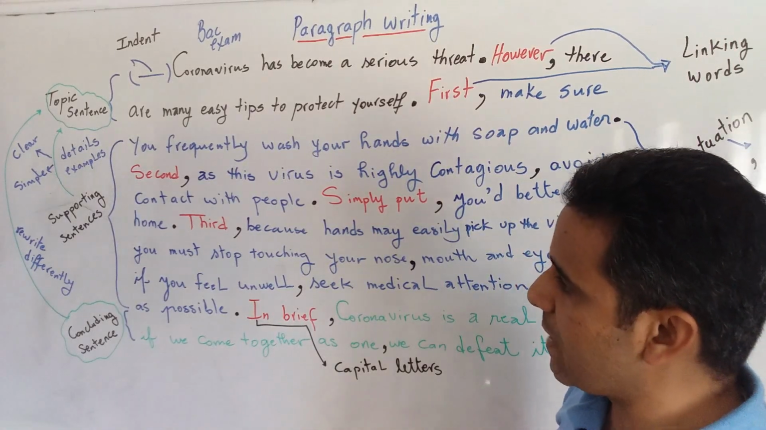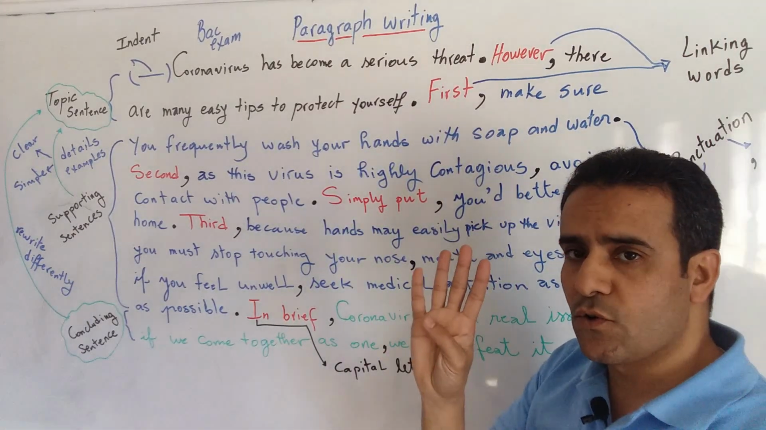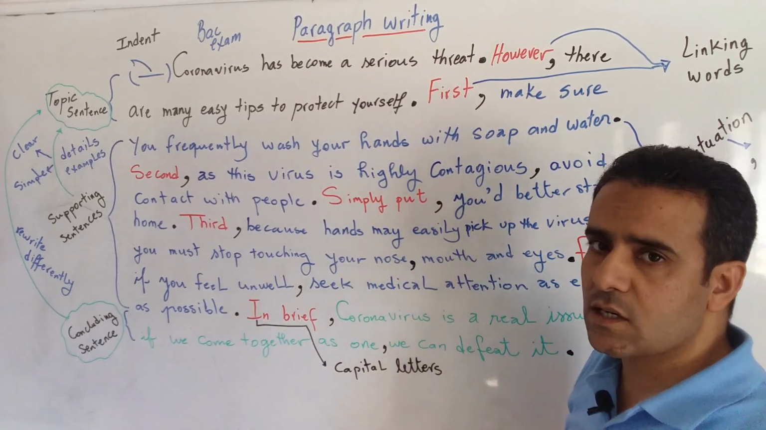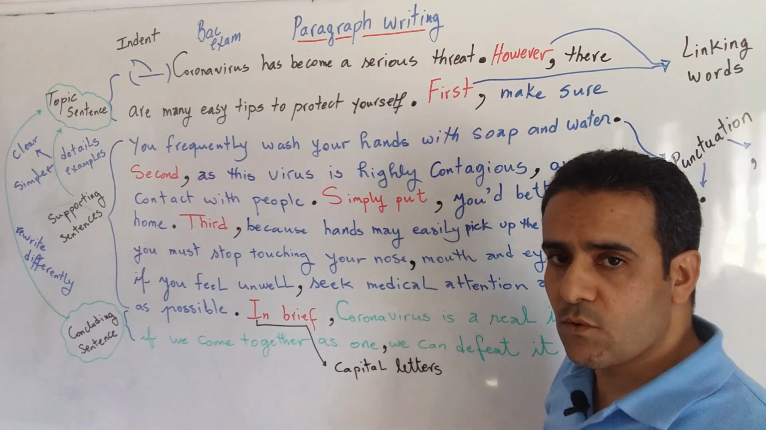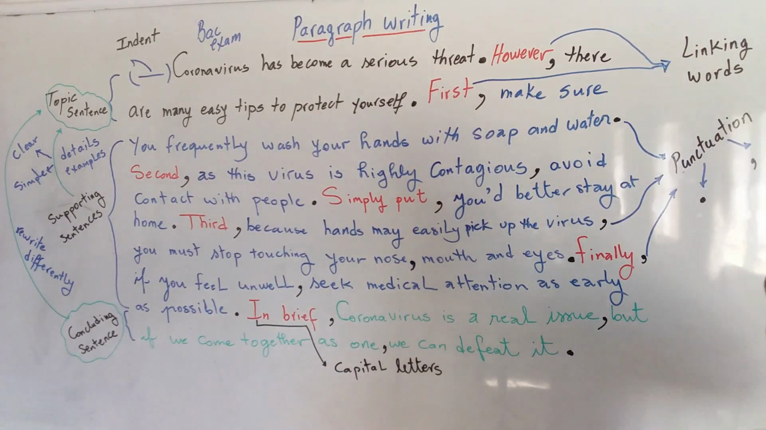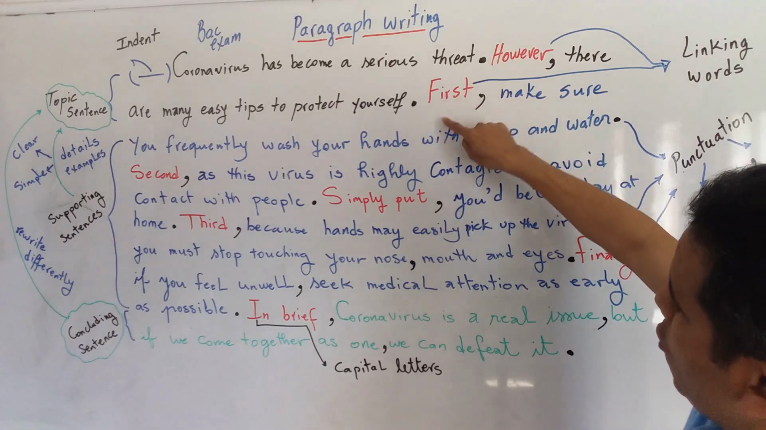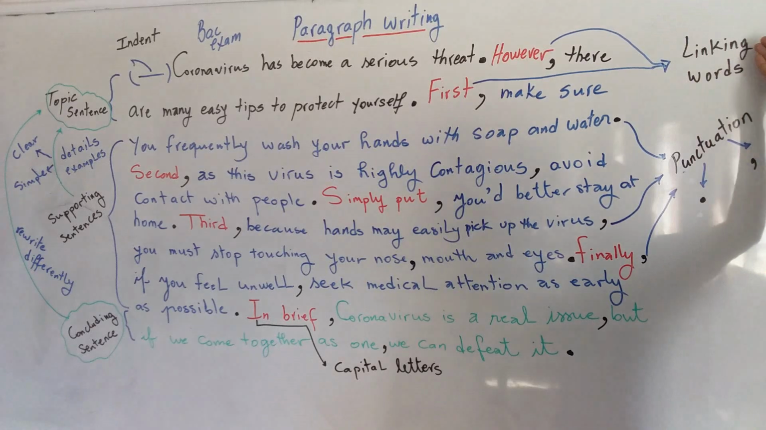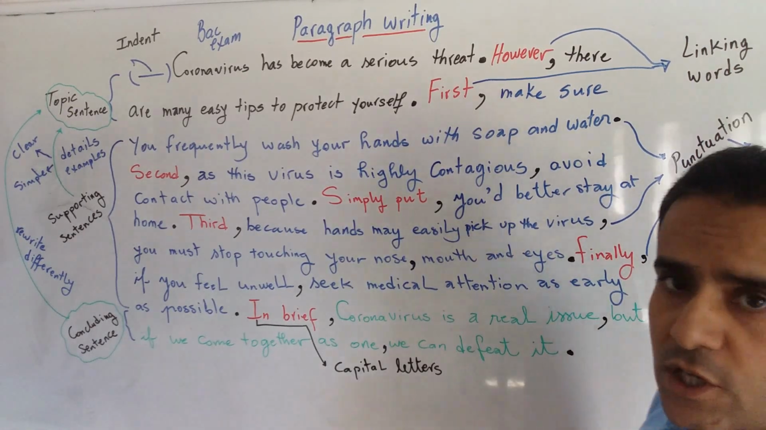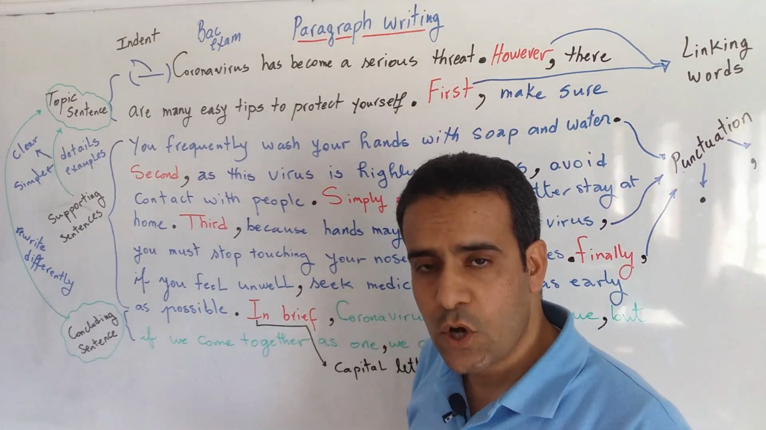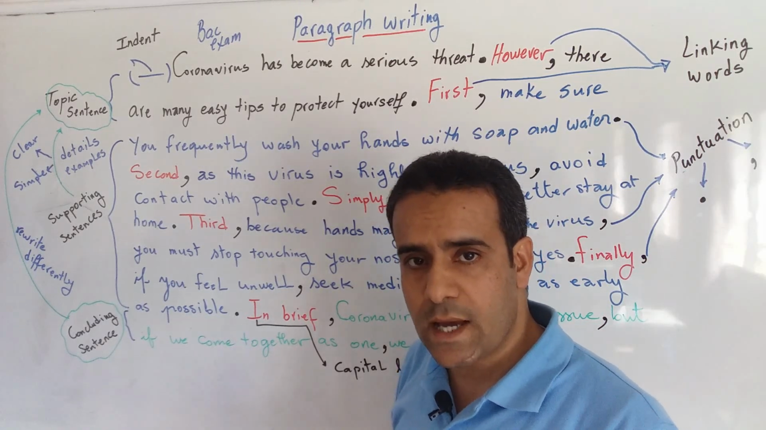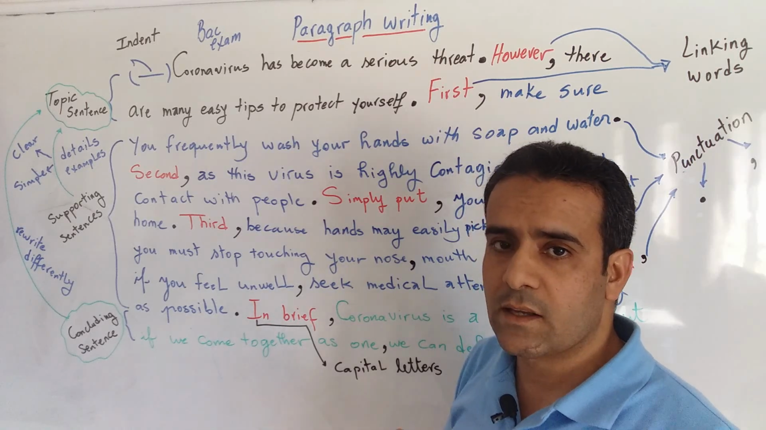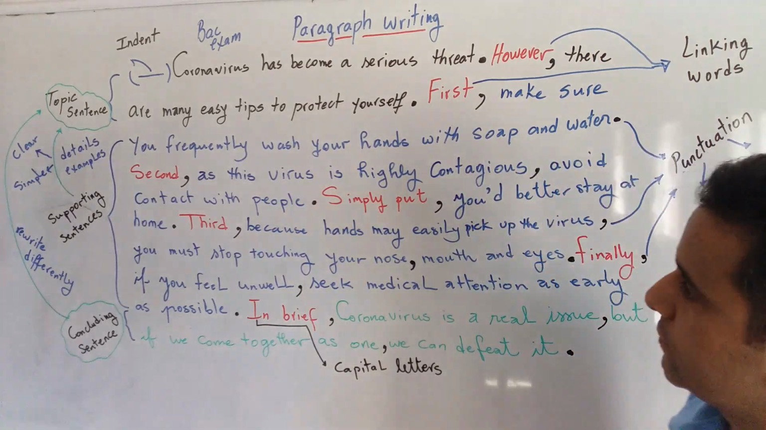Now, I'd like to share with you 4 tips that you need to have in mind while writing a good paragraph. The first one, as you have noticed here, all of them are in red. We call them linking words or transitions or connectors. We use them to connect sentences and ideas so that we can have a cohesive and smooth paragraph.